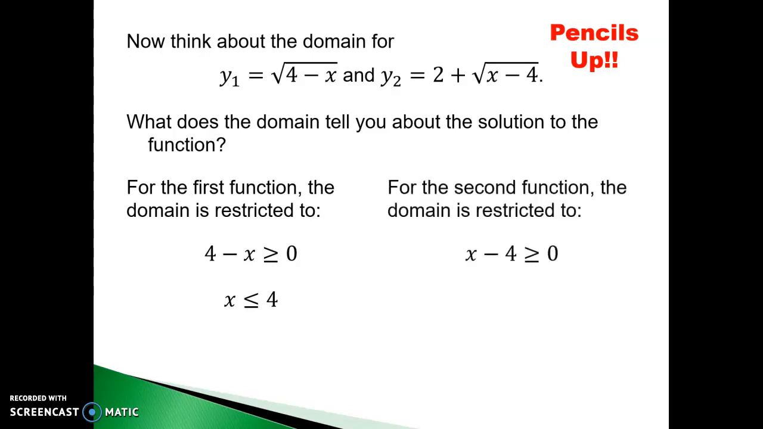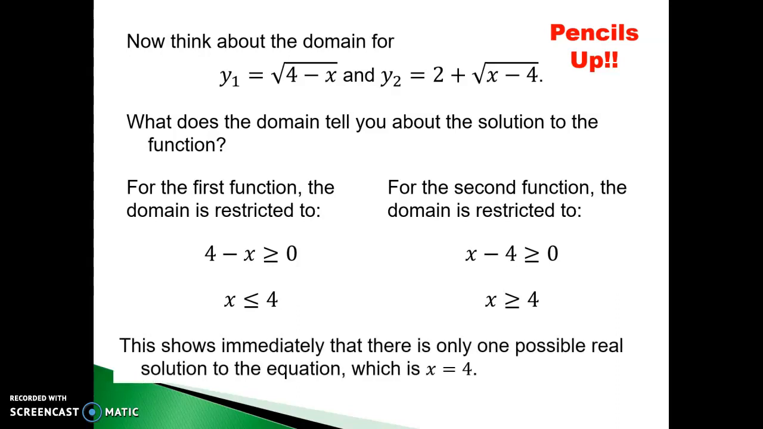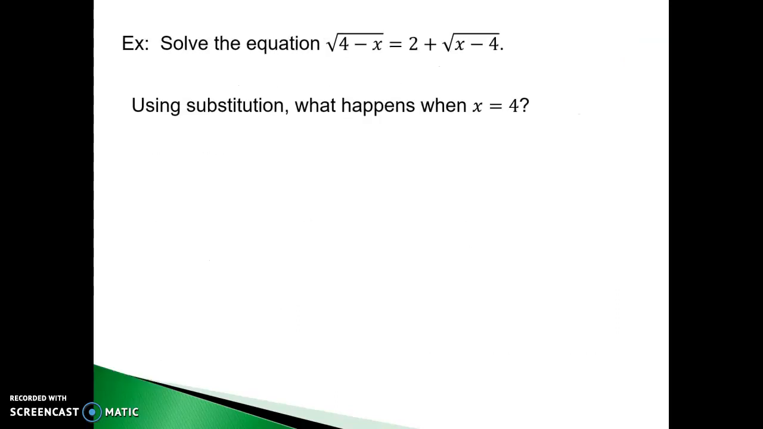And if we look at the second function, x minus 4 has to be greater than or equal to 0. So adding 4 to both sides, I would get x is greater than or equal to 4. So then we would need to figure out what points these two inequalities have in common. So you notice that 4 is the only value that is in both of the domains. So if I have a real solution to this equation, it has to be 4. And if it's not 4, then I don't have a real solution to the equation.